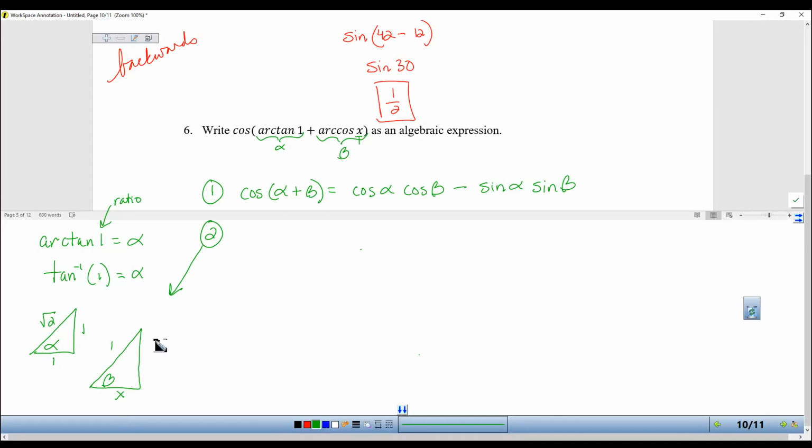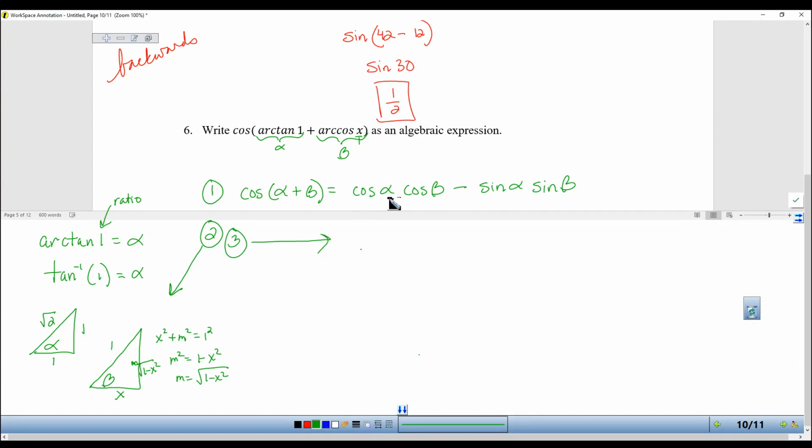Now when you do the Pythagorean theorem, x squared plus, let's just call this m squared, is equal to 1 squared. So m squared is equal to 1 minus x squared. m is equal to the square root of 1 minus x squared. So I just used that m temporarily. This side is the square root of 1 minus x squared. So now you can fill it in. Step 3, fill it in.